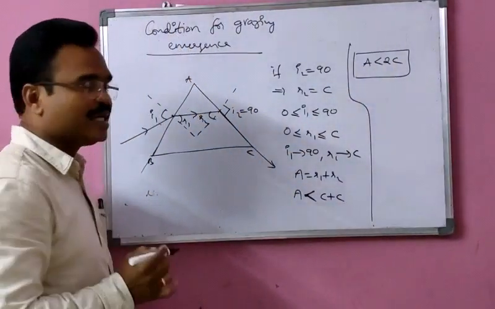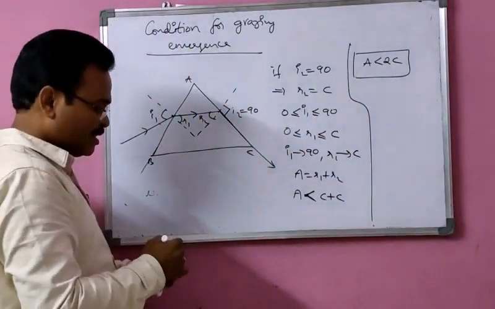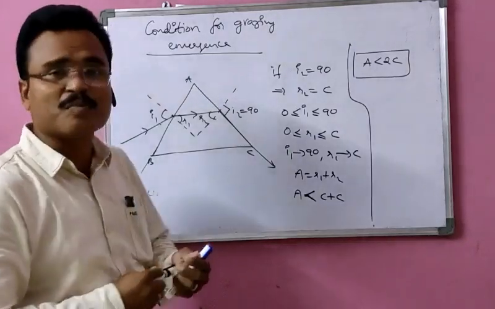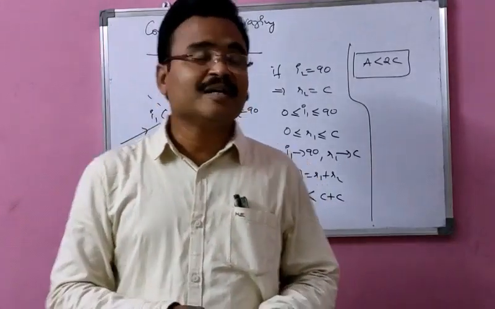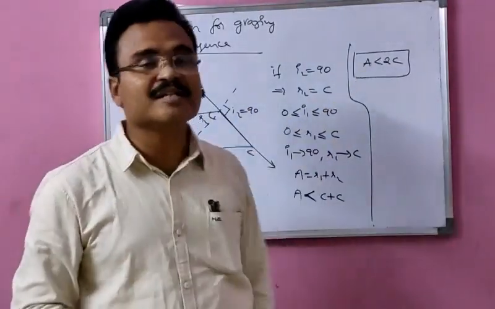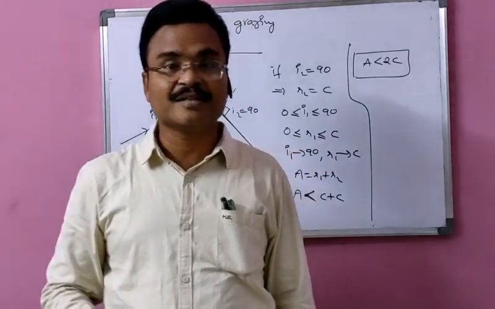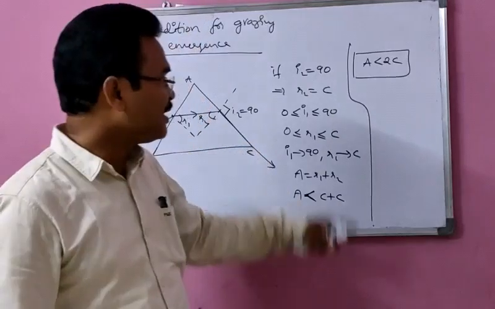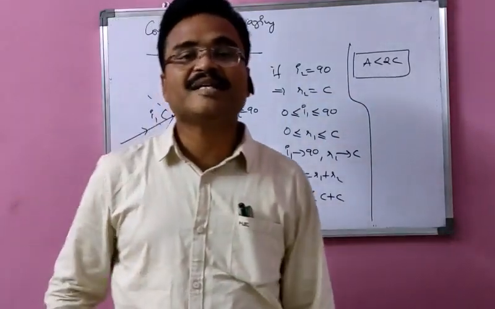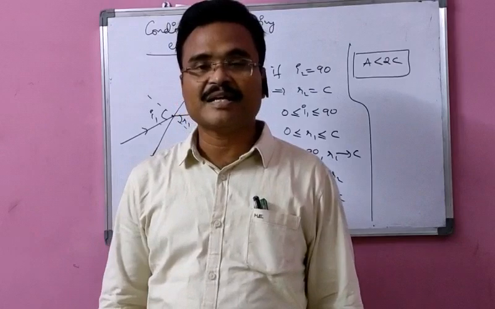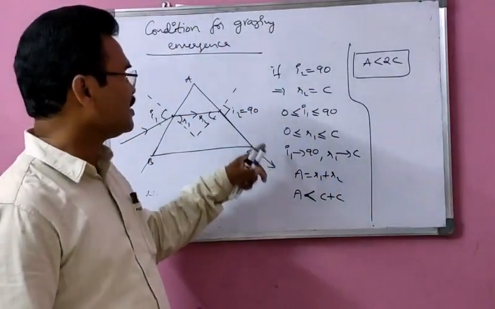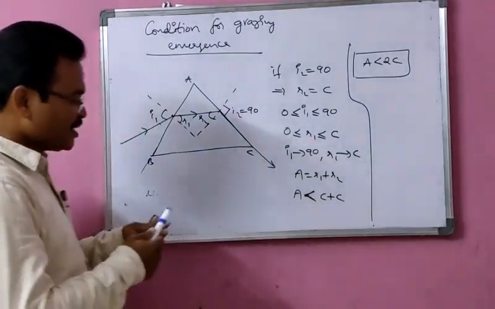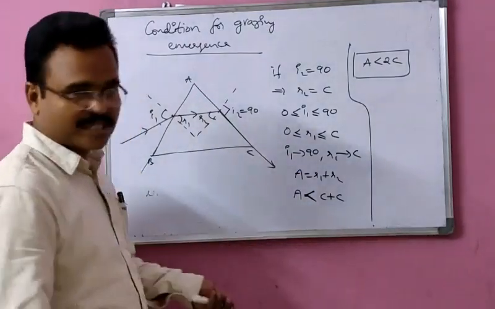So if A is less than 2C, then the light ray will come out grazing. That means a grazing emergence is possible if the angle of the prism is less than twice the critical angle. This is the important deduction here. If the angle of the prism is less than twice the critical angle, then the light ray has grazing emergence.